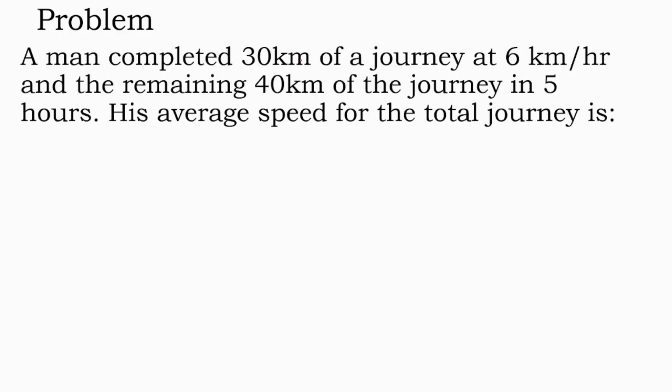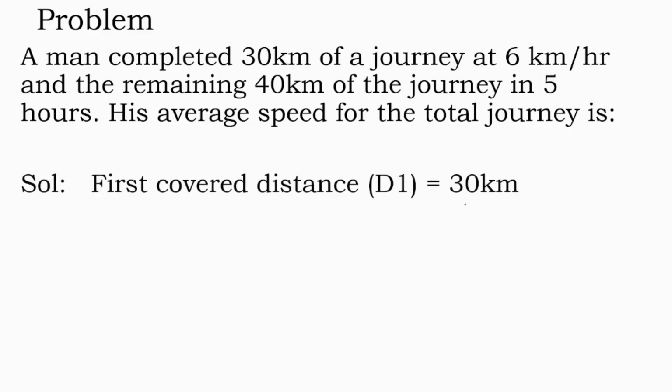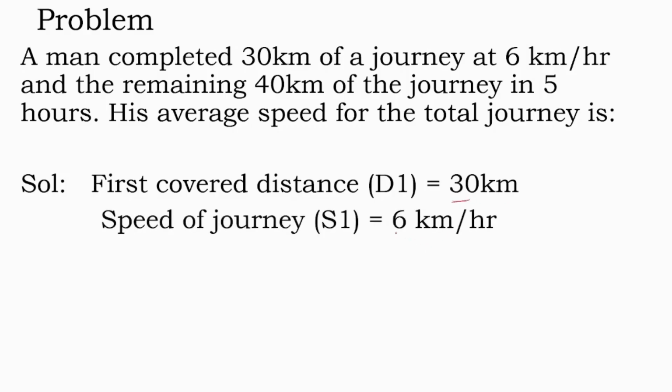A man completed 30 kilometers of a journey at 6 kilometers per hour and the remaining 40 kilometers of the journey in 5 hours. His average speed for the total journey is? So there are two parts in this problem. In the first, the distance is given as 30 kilometers, d1, and it is traveled with the speed of 6 kilometers per hour.